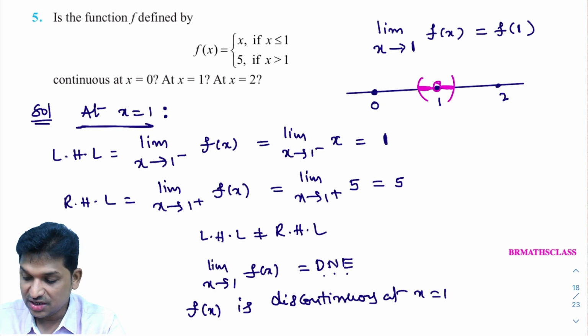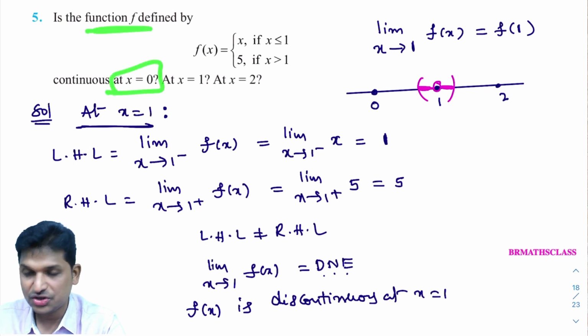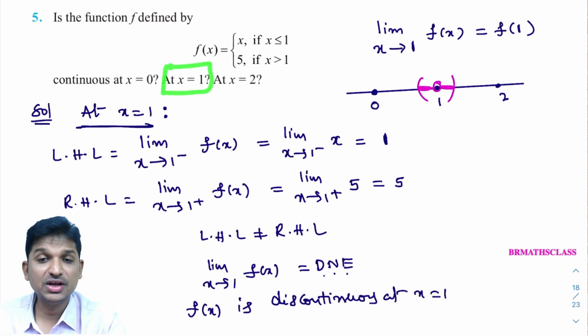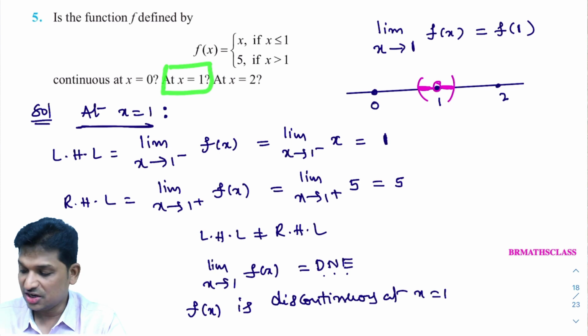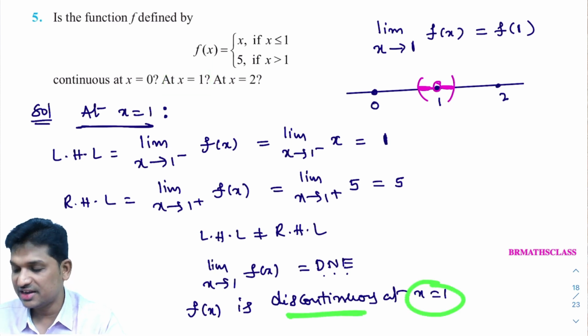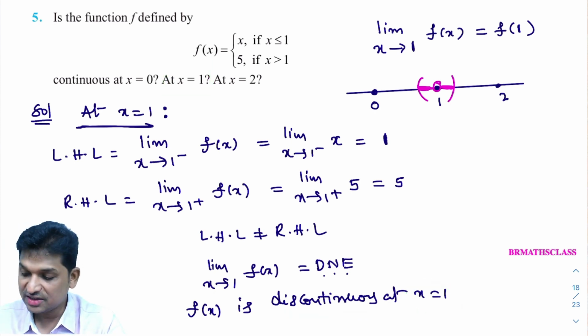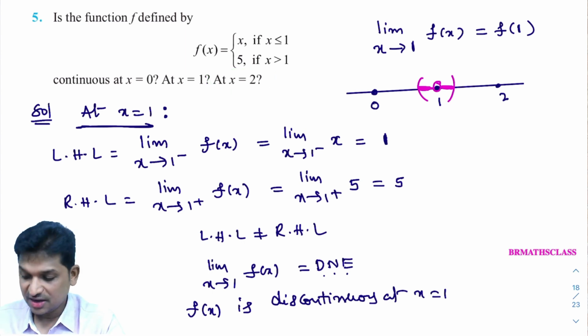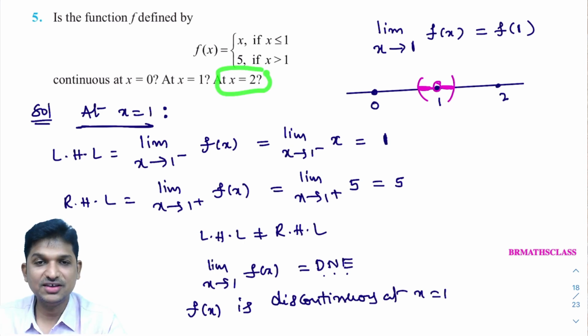What they are asking in the question is whether this function is continuous at x equal to 0. I came to know that it is continuous at x equal to 0, and later I checked continuity at x equal to 1. I came to know that this is not continuous. This is discontinuous at x equal to 1. Now I need to check whether this function is continuous at x equal to 2 or not. I hope you understand continuity at x equal to 1. Understand or not? Right. Now I'll check the continuity at x equal to 2.